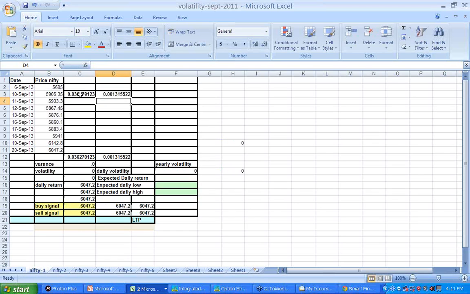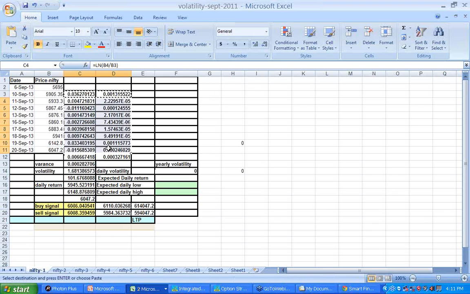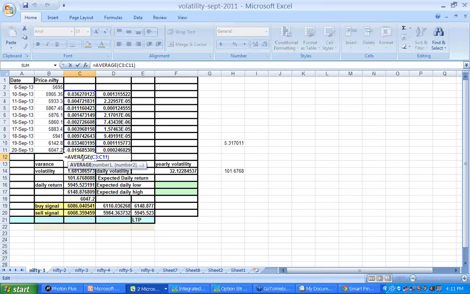So this is how I have taken the ln values and ln square values. After calculating this for all remaining days, I will be doing the same thing. I have just copied and pasted it here. Then I have taken the average of the ln values I got, and the average of the ln square values I calculated.